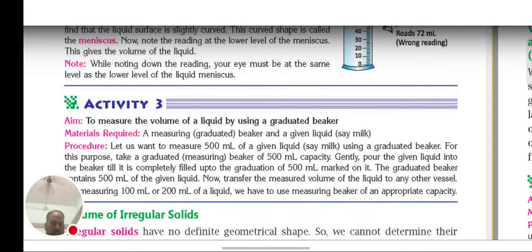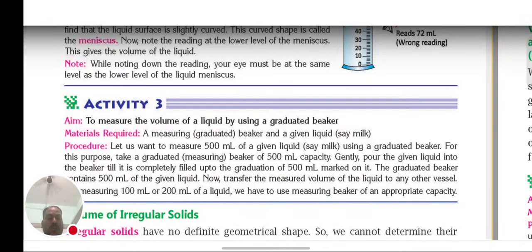Now here activity 2 and 3 are given. The second and third activities are to measure the volume of a liquid by using a measuring cylinder, or graduated cylinder. While we are using a measuring cylinder, we must focus.